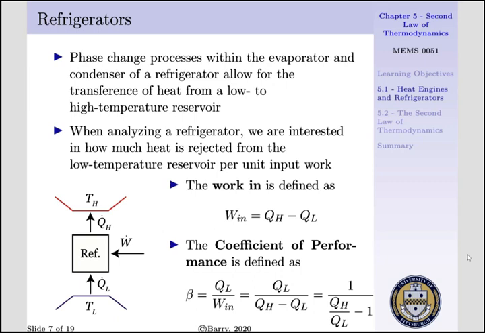Now, to quantify the performance of a refrigerator, we are going to define the coefficient of performance, denoted by the variable beta. Beta is equal to QL per our work in. Note, when we define beta, we're interested in the quantity of heat we are removing from our low temperature reservoir. Since work in was defined as QH minus QL, beta can be represented as QL per the quantity QH minus QL, or 1 per the quantity QH per QL minus unity.